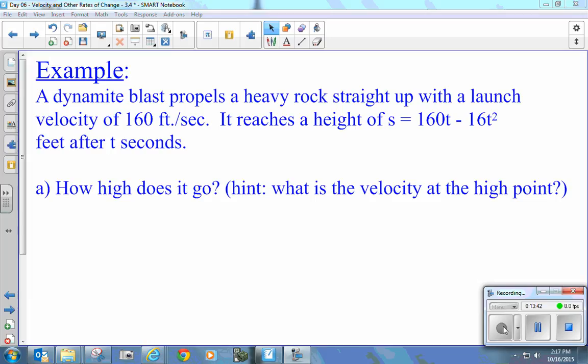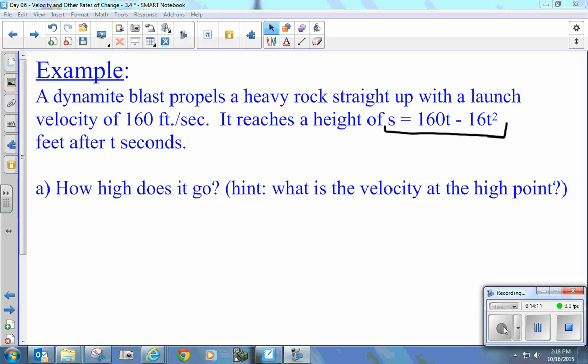A dynamite blast propels a heavy rock straight up with a launch velocity of 160 feet per second, and it reaches a height of, and here's our equation, position s equals 160t minus 16t squared after t seconds. How high does it go? So here's a hint. What's the velocity at the high point? If something's going up, and at the high point it comes down, what's the velocity right at the top?